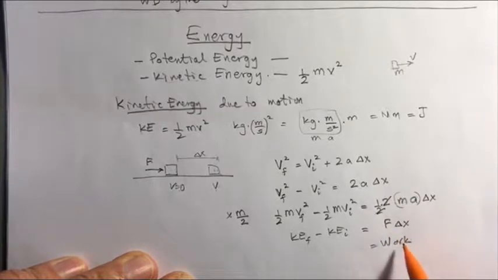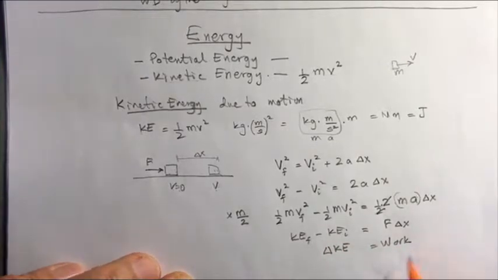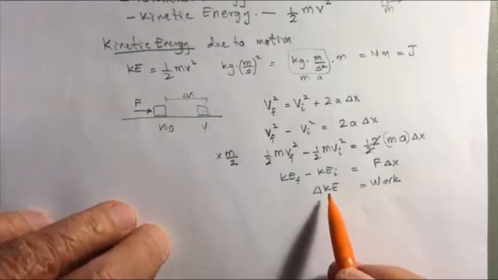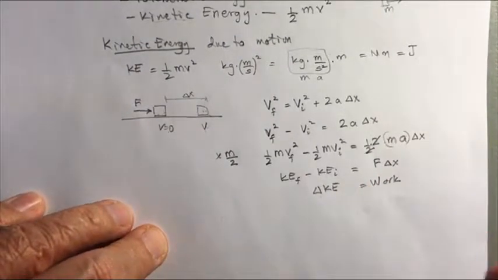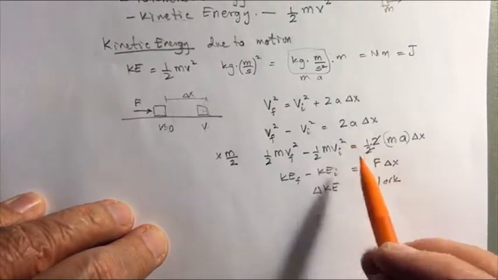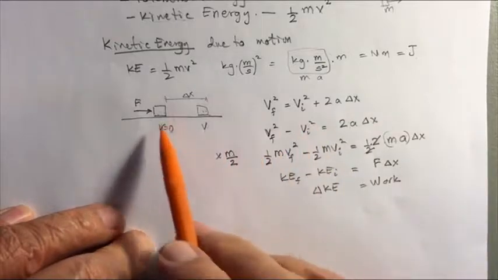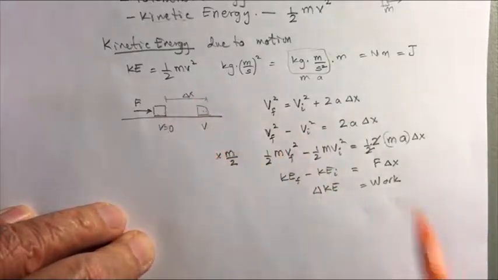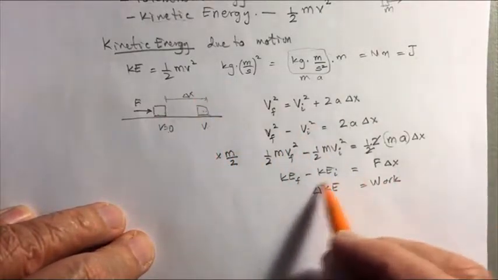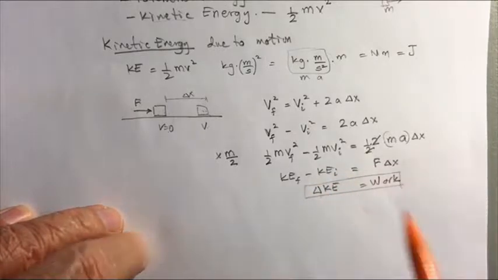So it means that work goes into increasing the kinetic energy from initial to that final value, or delta KE equals work. So whenever you do work on an object, you increase its kinetic energy by this amount. Well, not always. Here we have ignored the effect of any friction, and we have ignored whether it's going up or down. So this is called the work kinetic energy theorem.